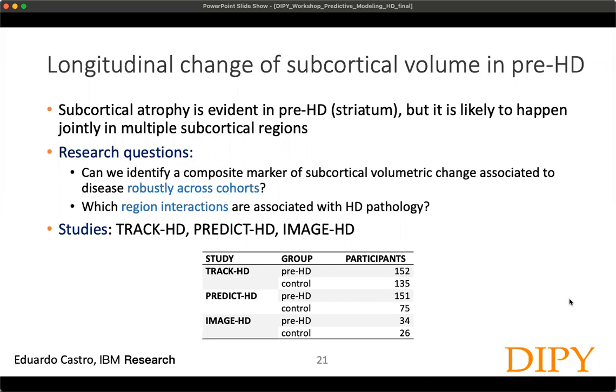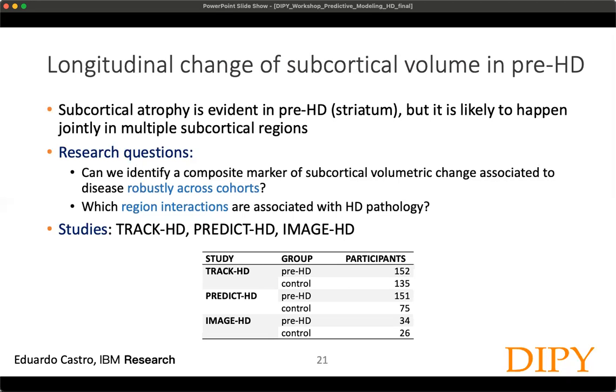The most salient marker or hallmark of pre-manifest HD is the atrophy present in one subcortical structure called the striatum, which I believe I mentioned earlier, referring to the caudate nucleus, a substructure of the striatum. In any case, the atrophy in the striatum is pretty evident in pre-manifest HD. However, other subcortical structures also undergo significant atrophy, but not to the same extent as the striatum.